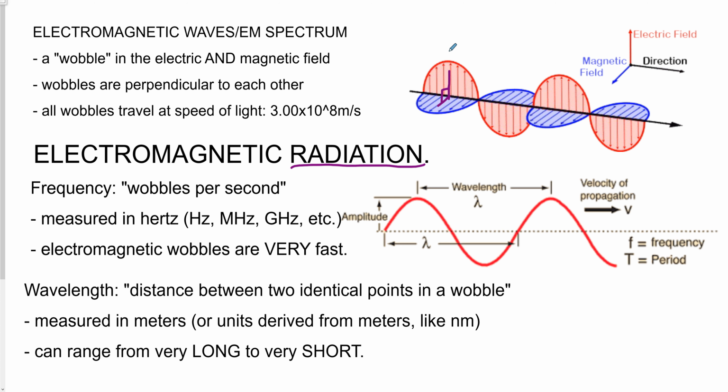So let's talk about electromagnetic radiation a little bit more in depth. Yeah, it's a scary word for some people, like I mentioned in the other video. But all electromagnetic waves are two wobbles at the same time, or two vibrations, if you want to think about it that way. They are a wobble in an electrical field, and they're a wobble in a magnetic field.